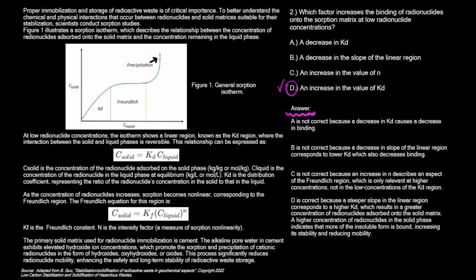matrix. Now, looking at answer choices A and B, they basically mean the same thing. A decrease in KD is the same as a decrease in the slope of the linear region. Both would mean less binding, so they are both not correct. Option C talks about the Freundlich region, which only applies to a higher radionuclide concentration, not the low concentration mentioned in the question stem.